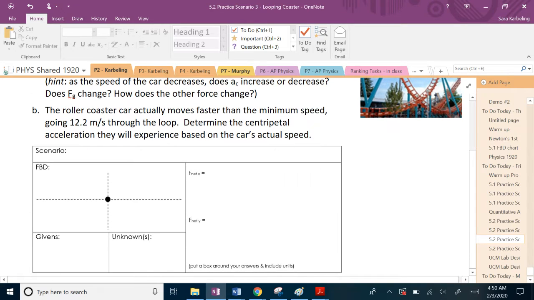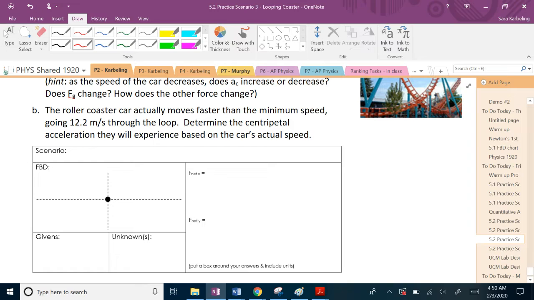So we're going to go down here and, on the free body diagram, draw our forces. Just to keep our brains on what's going on, I'm going to draw this. It's not part of the free body diagram, but it's to get your head around what we're doing. This is like the top of the loop.